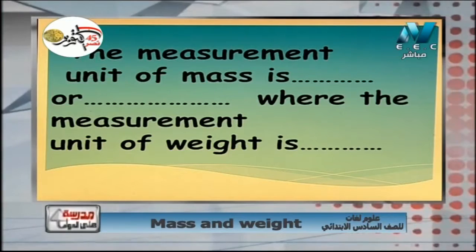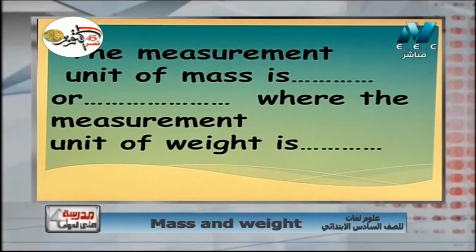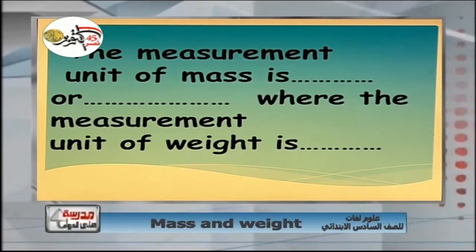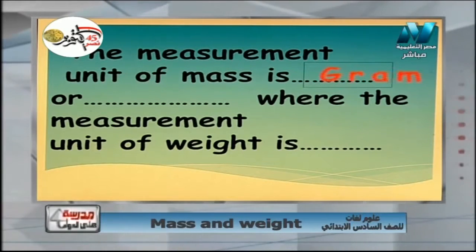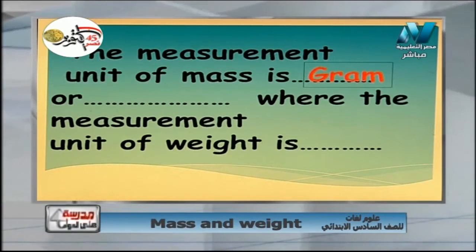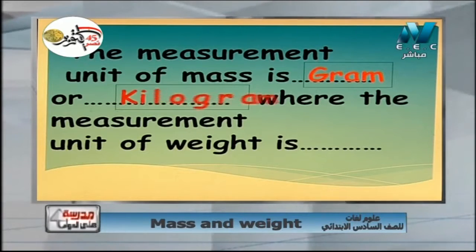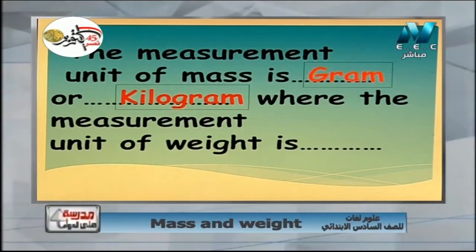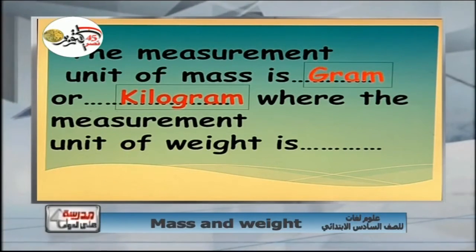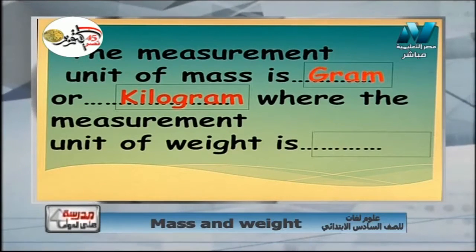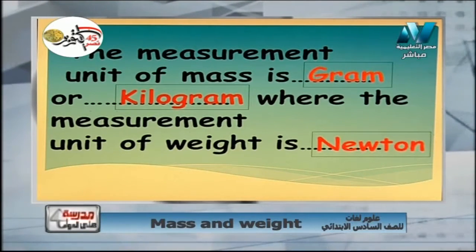Another question says complete the following. The measurement unit of mass is what, whereas the measurement unit of weight is what. So I can say the measurement unit of mass is gram or kilogram or ton, but here only two answers are required. Whereas the measurement unit of weight is Newton. We know very well that the measurement unit of weight is Newton.